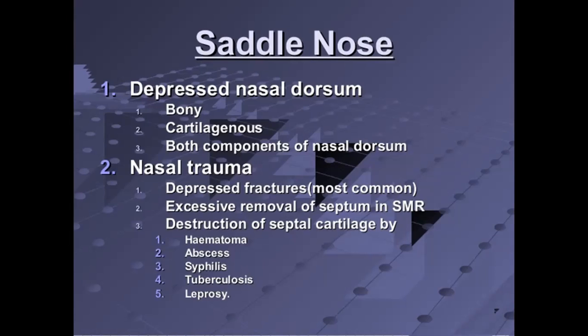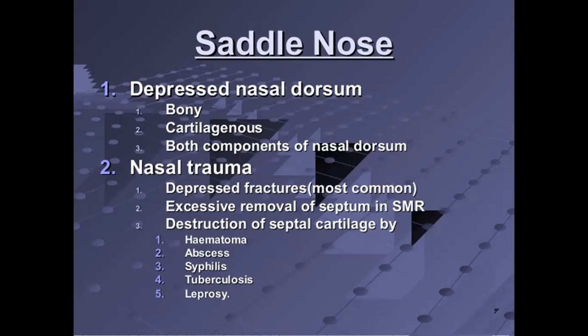Then next is trauma. Trauma of the nose, as it is an external organ, any hitting, any accident can cause trauma. So depressed fractures are the most common, due to direct hitting to the nose. Then excessive removal of septum in SMR, submucous resection, for the treatment of DNS. When submucous resection is done by mistake or due to any reason, if excessive resection is done, that can also cause trauma to the septum and can cause a depressed nose.